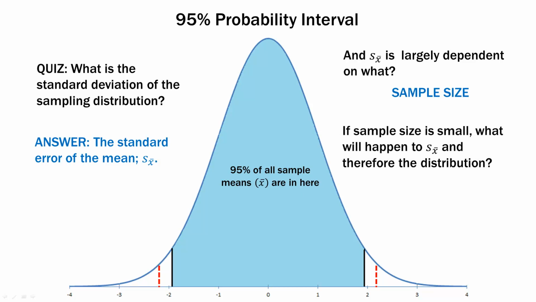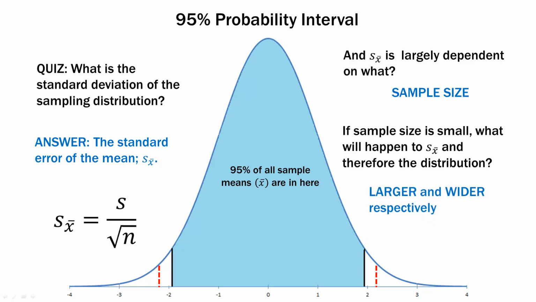Now, if sample size is small, what will happen to the standard error and therefore the distribution? Well, the standard error will go up and the distribution will become wider, because the width represents the size of the errors. So a larger standard error means a wider distribution. You can see that by looking at the formula. If the sample size is very small, that's going to increase the value of this fraction.